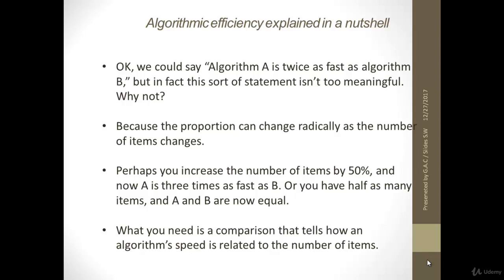If you increase the data set, in one situation algorithm A is twice as fast as algorithm B. If you increase the data items by 50%, now algorithm A is 3 times as fast as B. Or if you have half as many items, if you reduce the number of items, now you might get the result that A and B are almost equal.